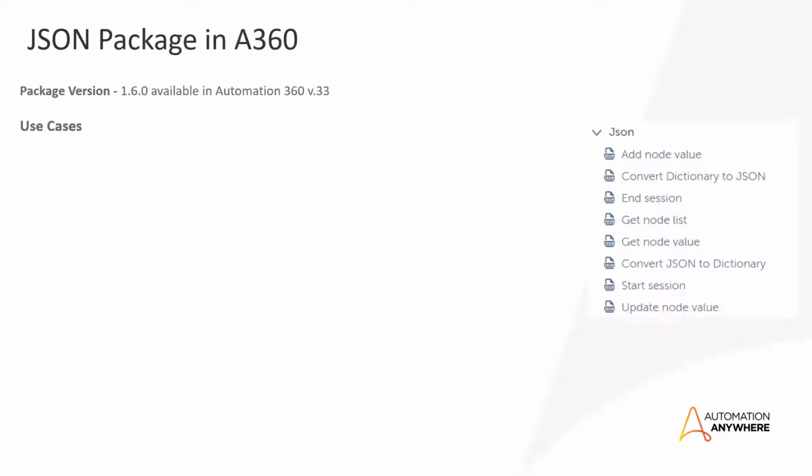Now that we understood the structure of JSON and the basics, we'll see how we can extract or parse the information from JSON using a JSON package in Automation Success Platform. The latest package version which I'll be using in this demo is 1.6.0, which is available in the .33 release. And for this demo, I'll be using the community version of Control Room.